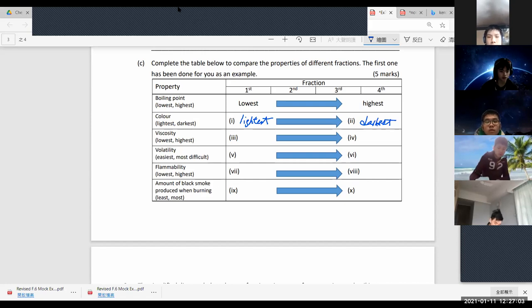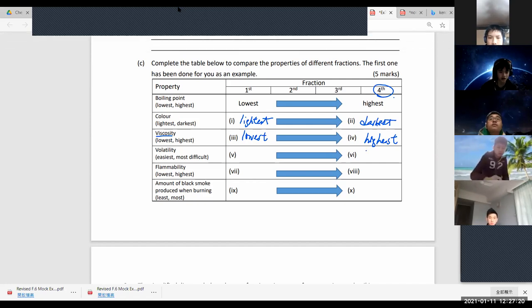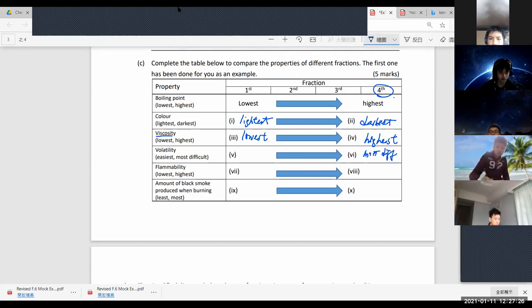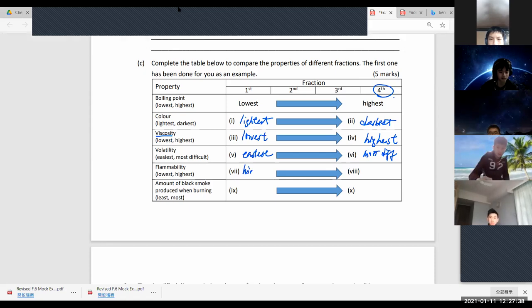The viscosity, do you still remember? From lowest to highest. So remember, lubricating oil is somewhere here. Volatility: wax and bitumen are here, so they are the most difficult to volatilize. This one is easy to volatilize, easiest. Flammability: this one can be burned so easily, it is the highest. This one can hardly burn, it is the lowest. Do you still remember that?